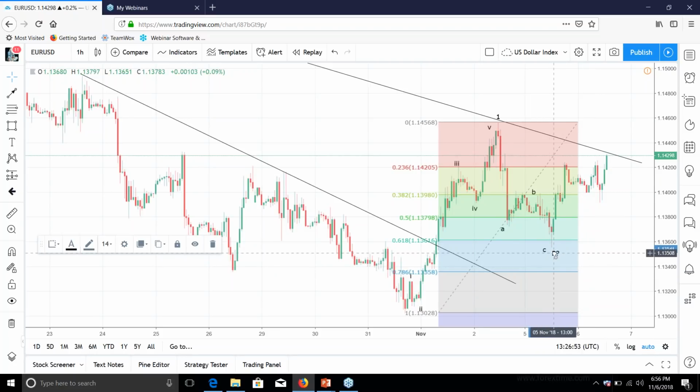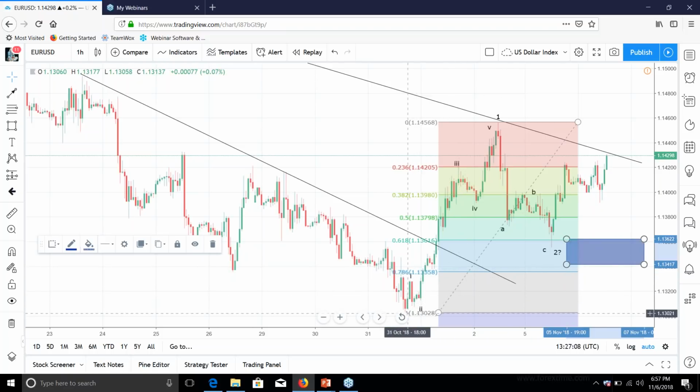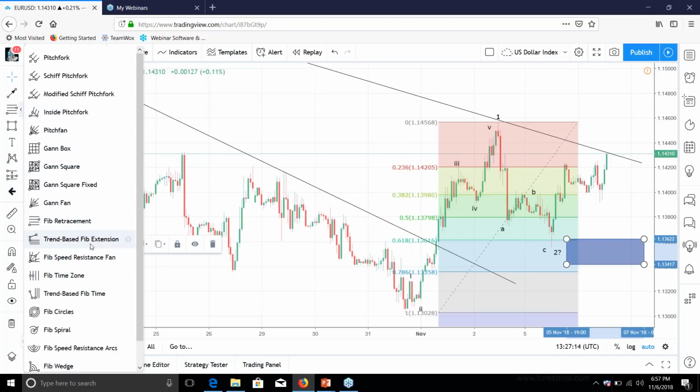So we would like to buy in which range now? We would like to buy around this range. Alright, that is your buy zone. Your stop loss will go below 1.13, and let us take your targets.